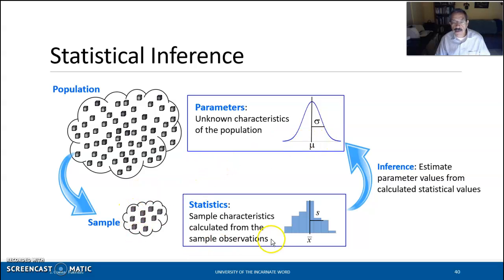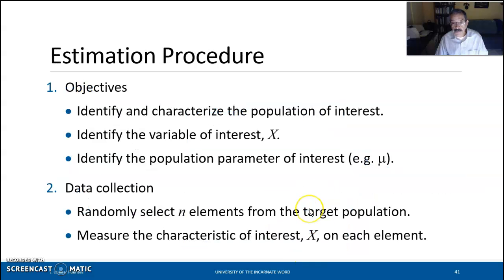Now, if this is a random sample and there are no non-sampling errors, the mean that we have from the sample is not going to be exactly the population mean because of the sampling error. But nevertheless, we're going to learn to make inferences with these statistics. All right, let me review the estimation procedure. We talked about this in chapter 1, if I'm not mistaken.